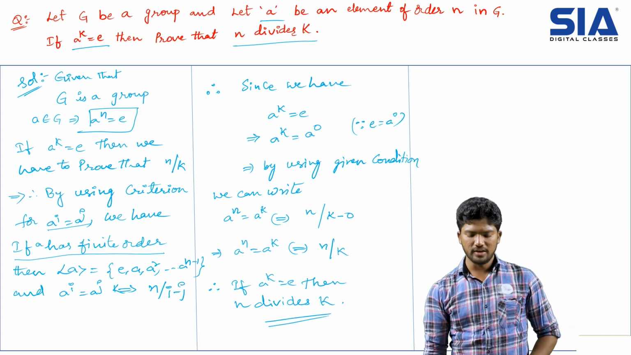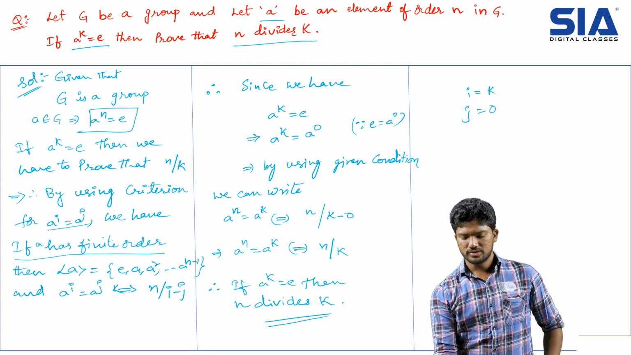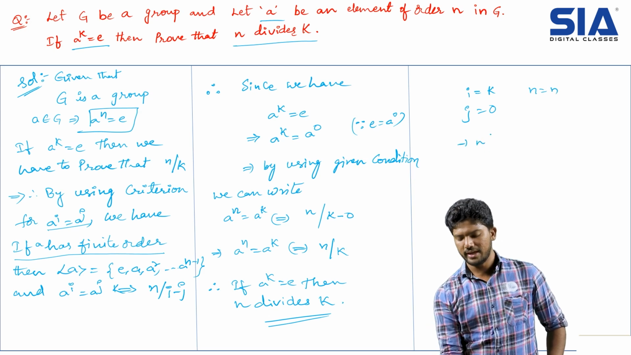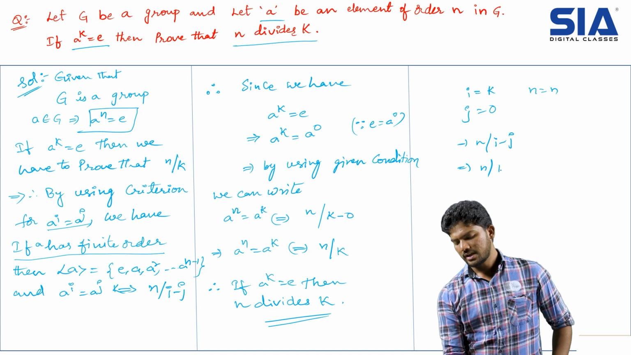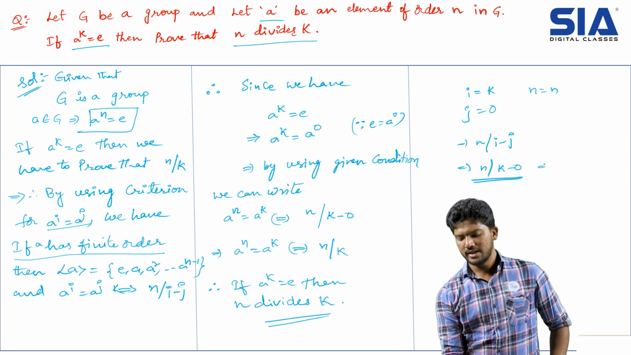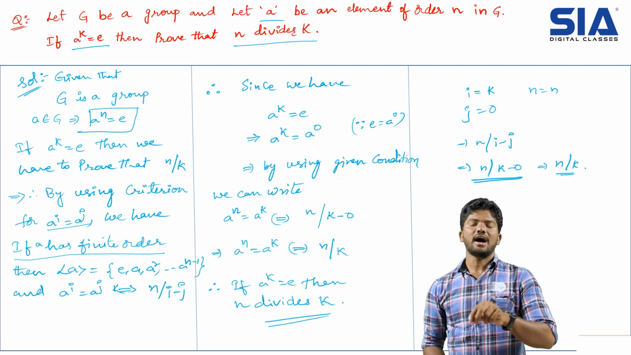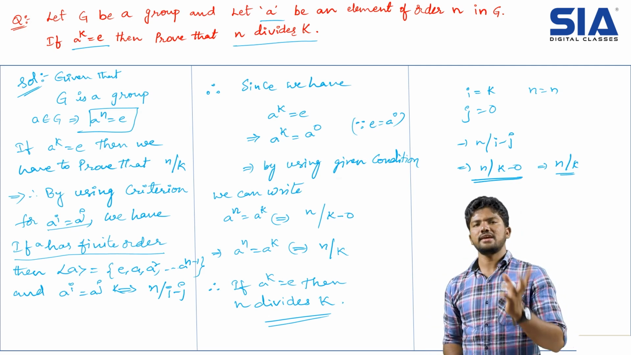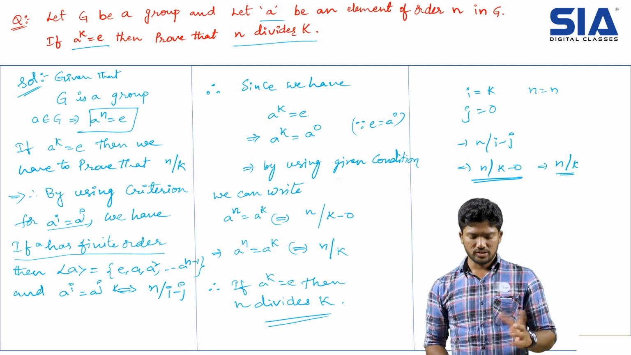Here in place of i we have k, in place of j 0. Okay, so in place of n we have n only. That's why simply you can apply n divides i minus j, that implies n divides k minus 0. So that implies you can write n divides k, where n and k are the orders of a only. n is the one order and k is the one order, but both of them divide mutually. So this is the problem.